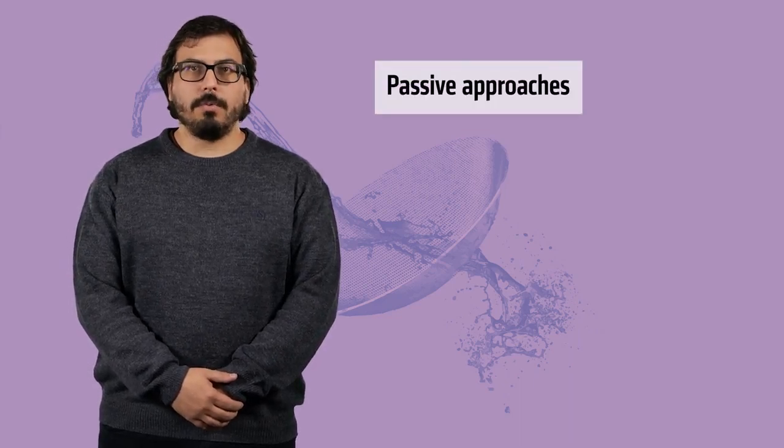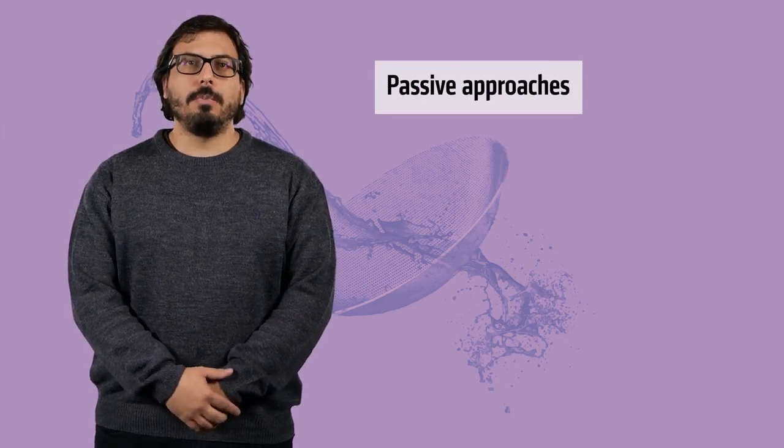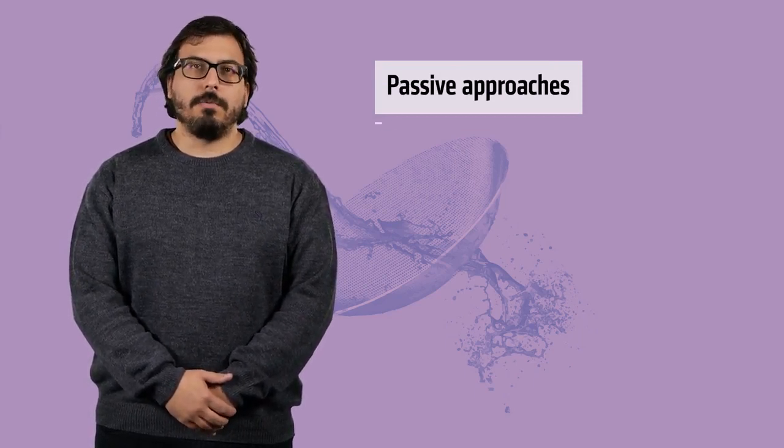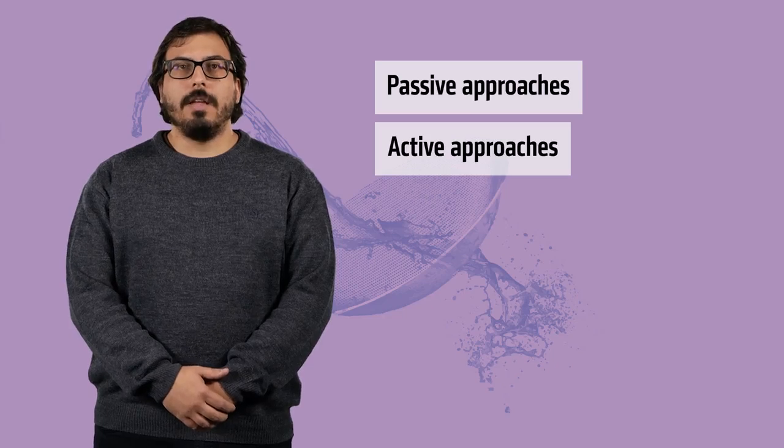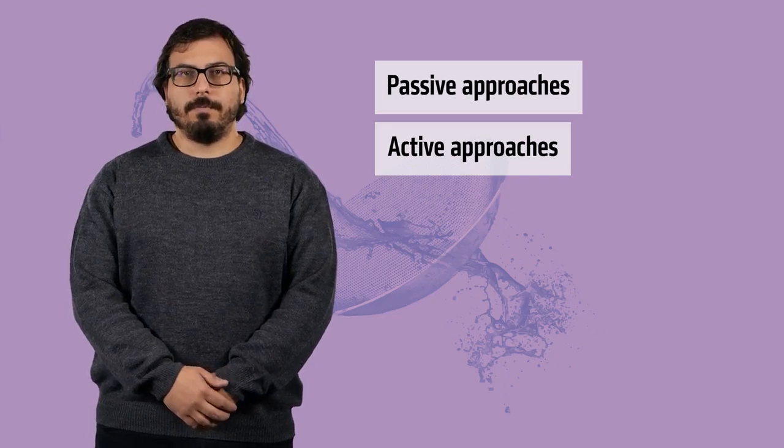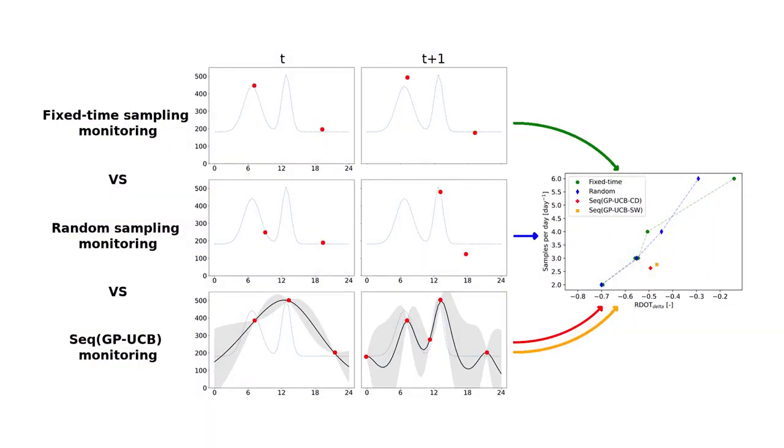Two main approaches are commonly used to deal with non-stationarities of the environment: passive approaches, which use only the most recent data to build models of the process, and active ones, which proactively detect if a change occurred and discard the information before this has occurred. Using the SEC-GP-UCB-CD and the SEC-GP-UCB-SW algorithms, which have been specifically crafted for the sequential monitoring problem, we outperform classical schemes for monitoring, like the constant sampling over time and the choice of random time points over the day.